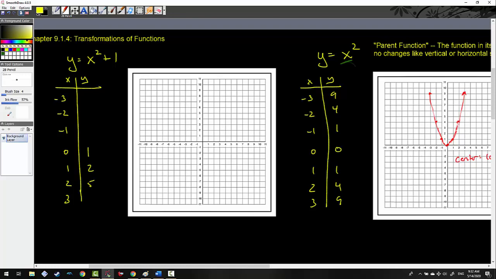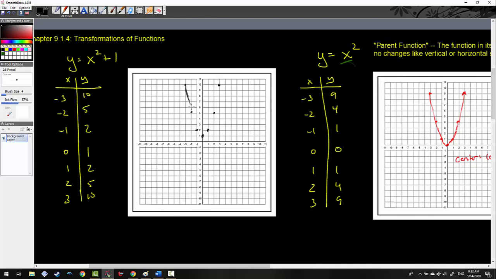3 squared is 9, plus 1 is 10, and it's going to keep on going the way we symmetrically do it. So from here, I'll go and draw this one in black. 0, 1 is my center. 1, 2, negative 1, 2, 2, 5, negative 2, 5, 3, 10, and then negative 3, 10.